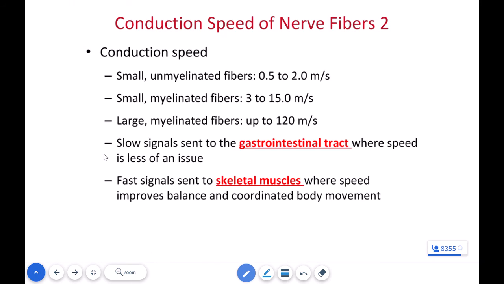So let's talk about some numbers. Our small unmyelinated axons can send the signal at about 0.5 to 2 meters per second. So not terribly fast. Our small myelinated fibers can go up to 15 meters per second, and then our large myelinated fibers can go up to 120 meters per second.